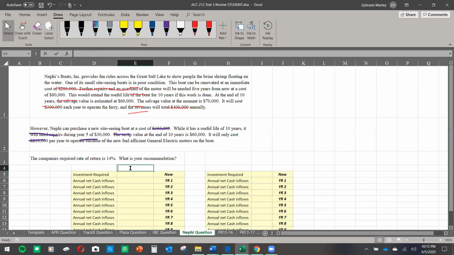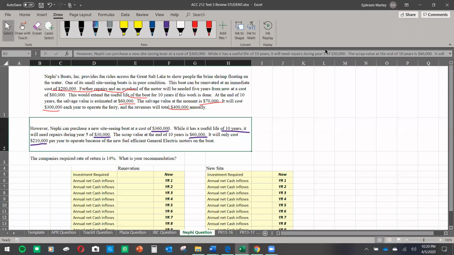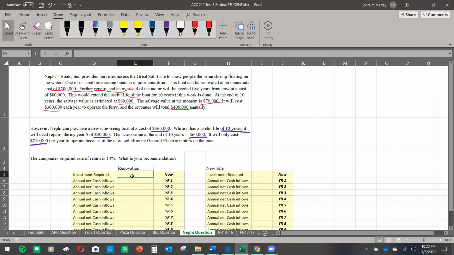So we're going to consider renovation and new site. Okay. We're going to consider these two. So with renovating, what is the investment we need to put in if we want to renovate it? Okay, and it says here an immediate cost of 200,000. So we need to spend 200,000. That's the cash outflow of 200,000. So the company will need to spend 200,000 going out to renovate the site.